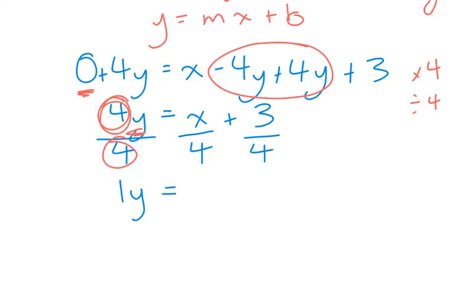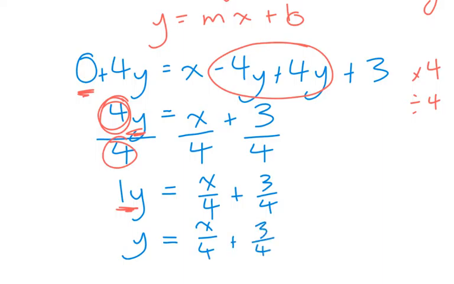Over on the other side, I can't really change anything because I have x over 4. Let's just leave it as x over 4. And I have 3 over 4. I can't really reduce that, so I'm going to leave it as 3 over 4. On the left side, you'll notice that I have 1y. Now, anything multiplied by positive 1 stays the same, so I don't need to write that 1 in anymore, and that just becomes y equals x over 4 plus 3 over 4.